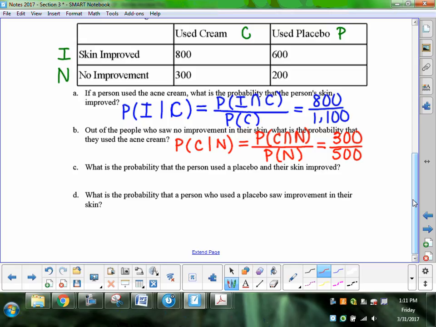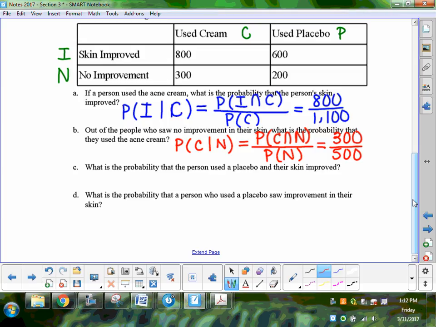Who wants to take a guess as to what the probability is the person used a placebo and that their skin improved? Two people. Christine, what do you want to say? Close. It's going to be 600. That meets the initial condition over what? No. How'd you get 1900?